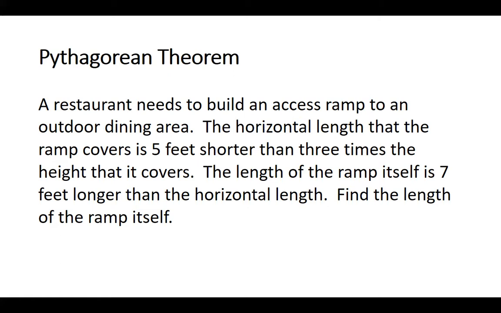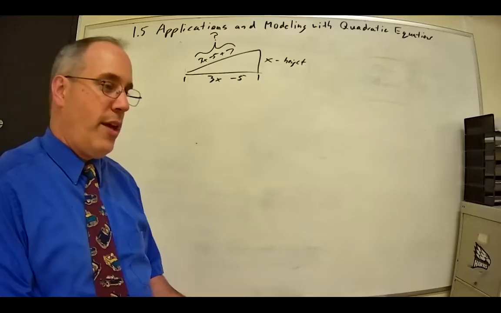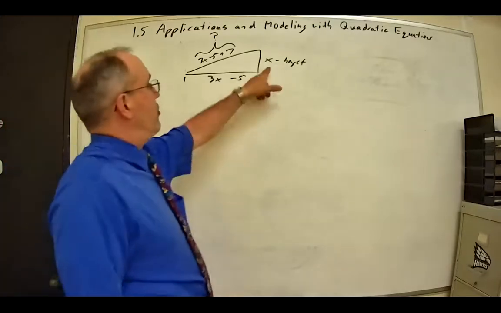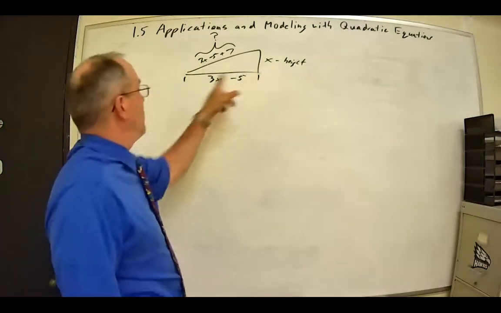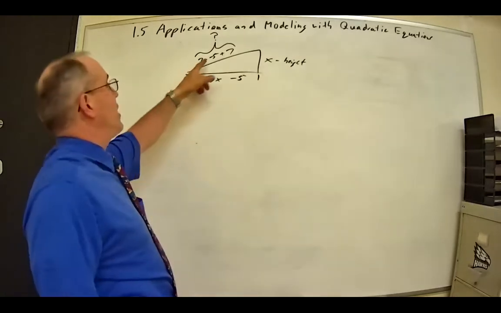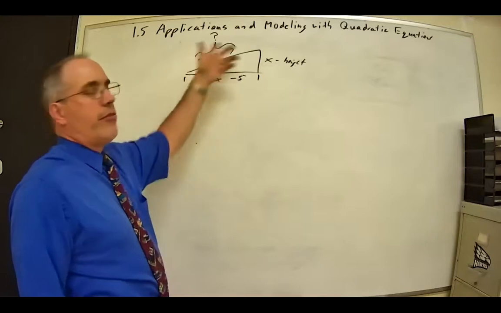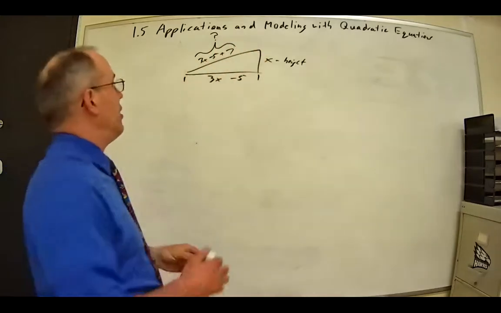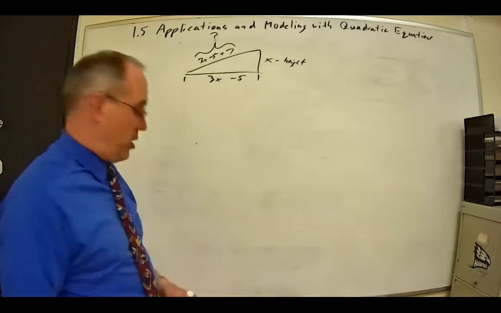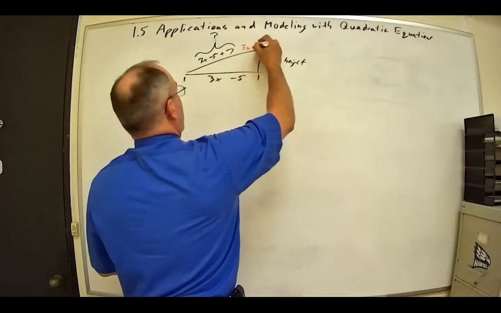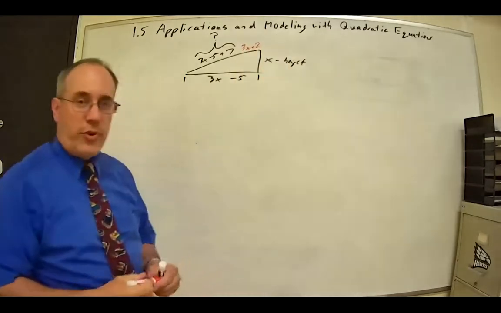Okay, so let's get the PowerPoint slide out of the way and come back in. So there we go. So we've got x is the height. 3x minus 5 is the horizontal length. 3x minus 5 plus 7 is the length of the ramp itself. Obviously, we can rewrite that as 3x plus 2. So I'm going to do that because that's simpler to work with.